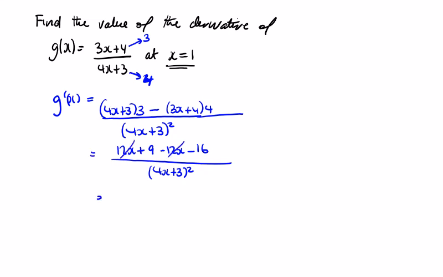So that's going to give me, the x's cancel, so we're going to get minus 7 over (4x plus 3) squared. So g'(1) is equal to minus 7 over (4 plus 3), 7, squared, which is equal to minus 1 over 7, or minus 7 over 49. If it was 0, you could see it'd be minus 7 over 3 squared, which is 9, and so on. So that's the quotient rule.